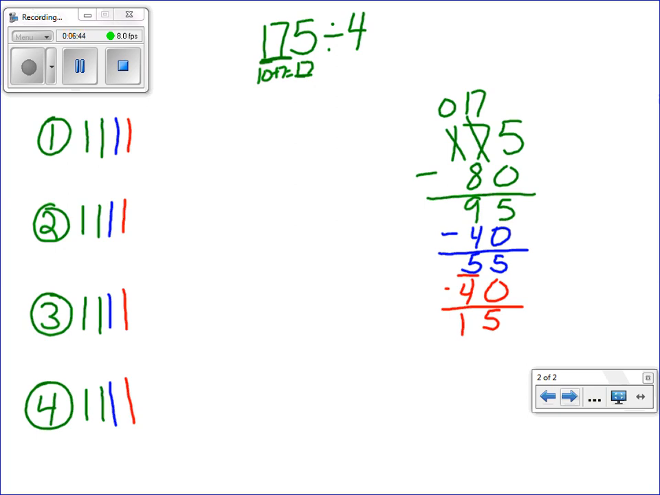So I'm going to take that 1 ten, I'm going to break it up into ones. There's 10 ones in 1 ten, and I can't forget about the 5 in the ones place. So there's a total of 15 ones. Now I'm going to share that as equally as I can among my 4 groups. I'm going to start by giving each group 3 ones, because 4 times 3 is 12, and I have 15 that I got to share.